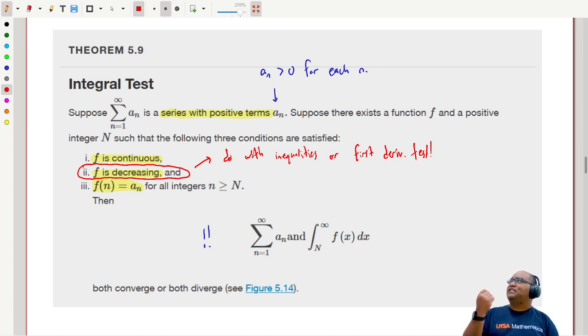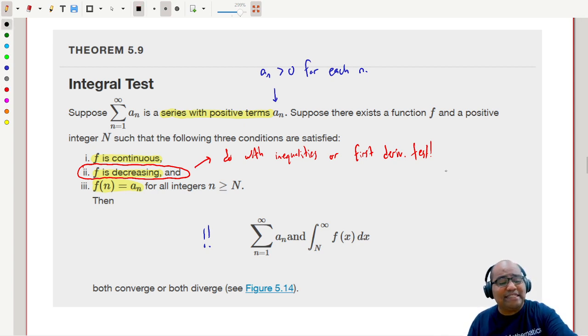So for the integral test, you need to make sure you have a function that is continuous and decreasing, and sort of by consequence positive, eventually decreasing, rather. And all you have to do is look to see if the integral and the sum behave the same. If the integral converges, the sum converges. If the integral diverges, the sum diverges. So let's actually go ahead and see this in action.